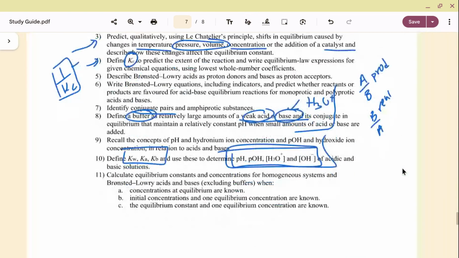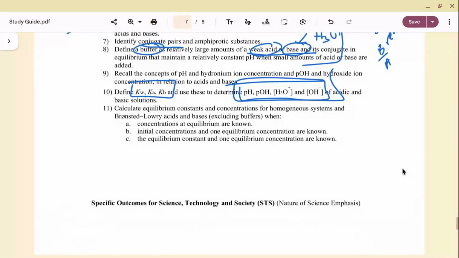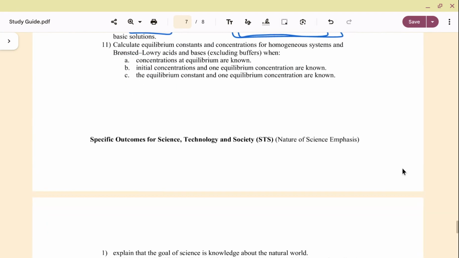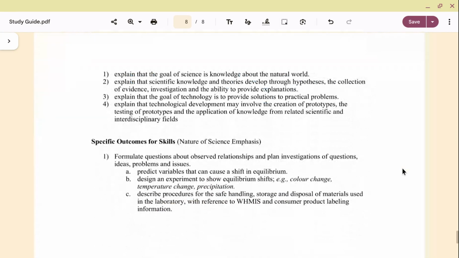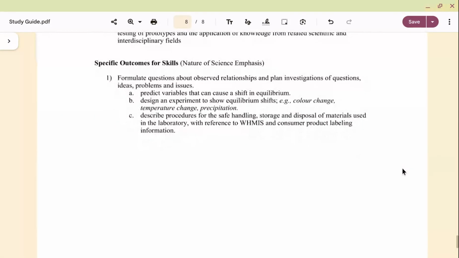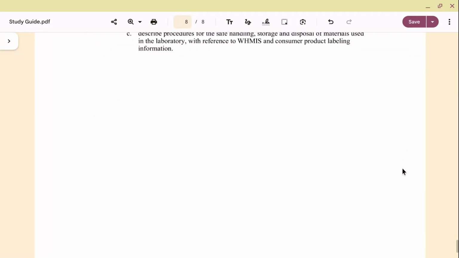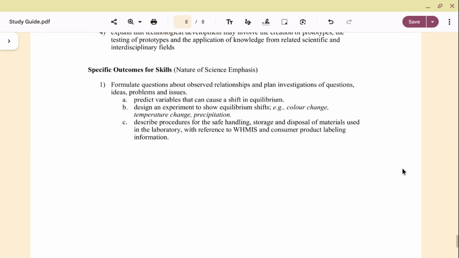Moving on from there, there's a little bit more here. For 11, it's knowing about our ICE system. So if you had to set up an ICE chart to figure out Kc or to figure out an unknown concentration at equilibrium, we're able to do that. A little bit more here has to do with your experiments and things that we can do.